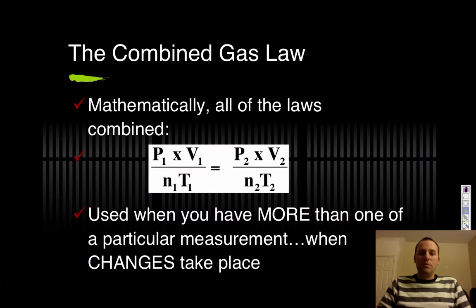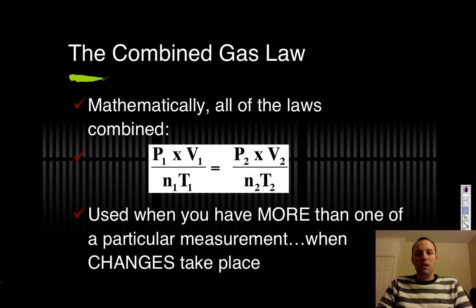So mathematically, this is the important part now. All of these laws put together is P1 V1 over N1 T1 equals P2 V2 over N2 T2. Okay, and you're going to have to memorize this. You don't have to memorize the mathematical versions of each individual law, because if you memorize this, then you have all of Boyle's, Charles's, and Gay-Lussac's law memorized all in one. Okay, so it's kind of like PV equals nRT.